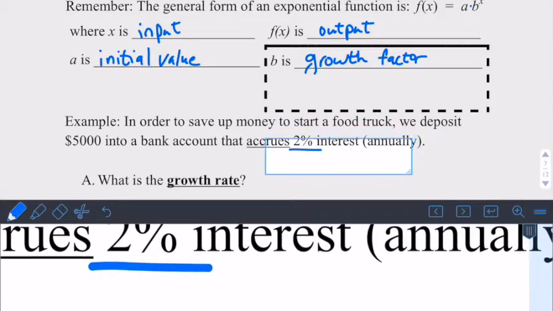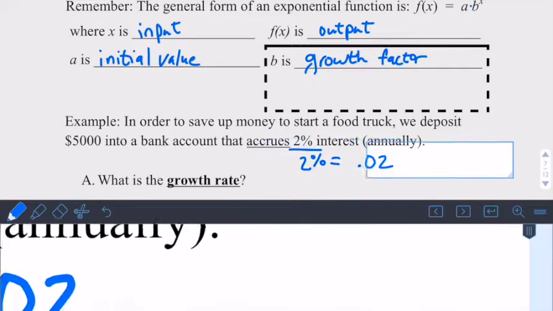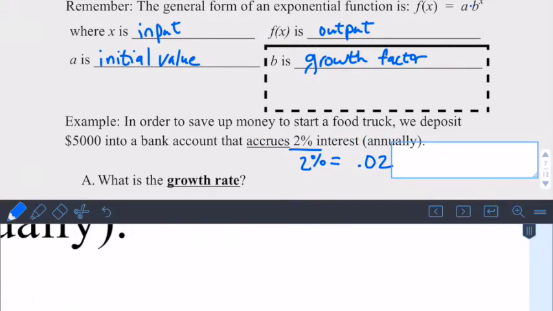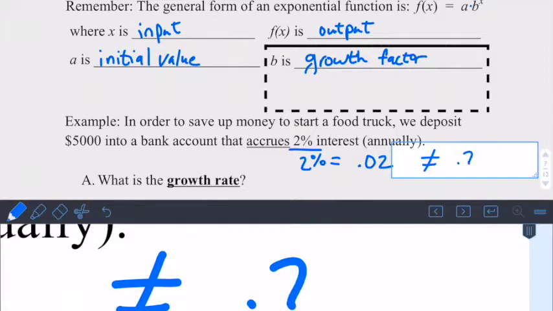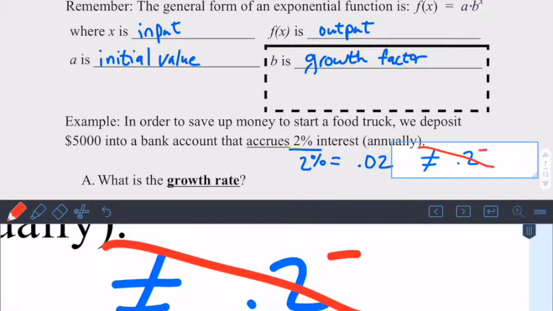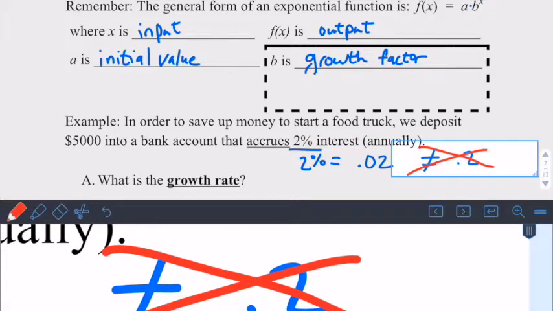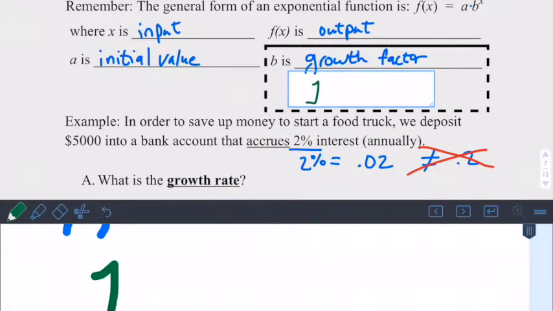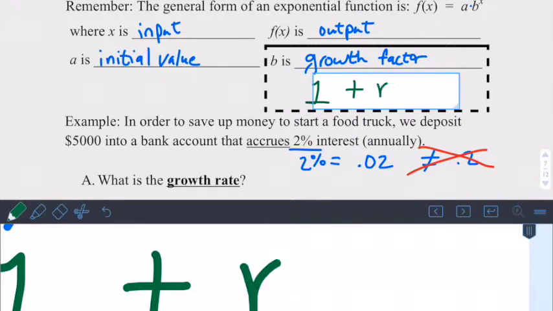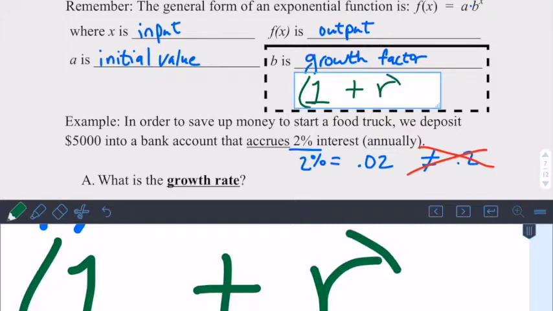So first of all, 2% is 0.02. Remember, that is not 0.2, right? Okay, 0.02. This would be 20%. I would normally be multiplying by 1, but I'm going to add my growth rate. So 1 plus r is going to be my official growth rate.